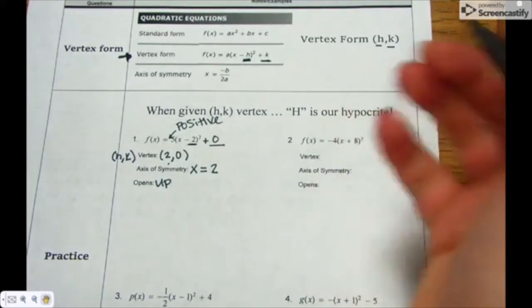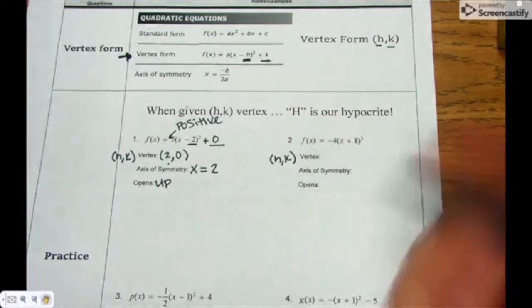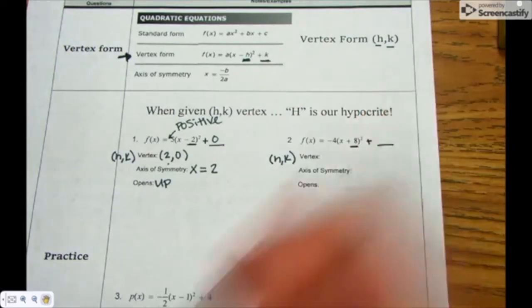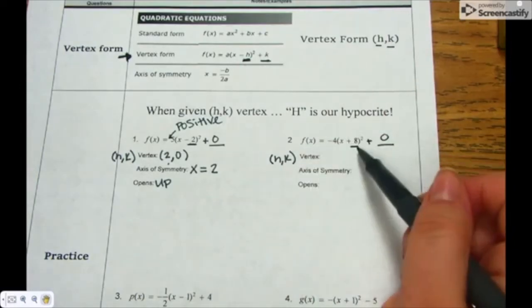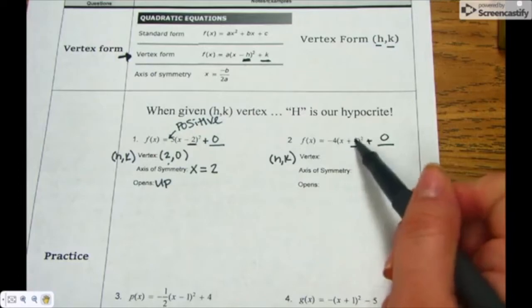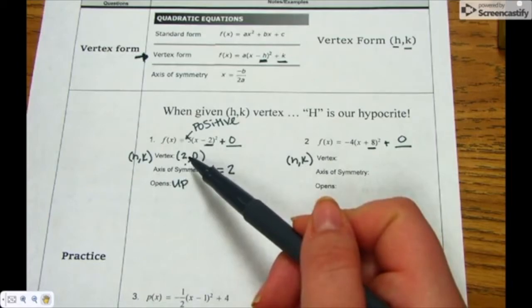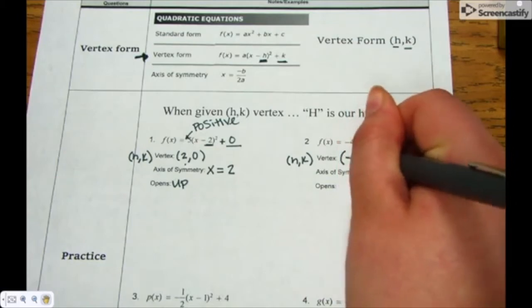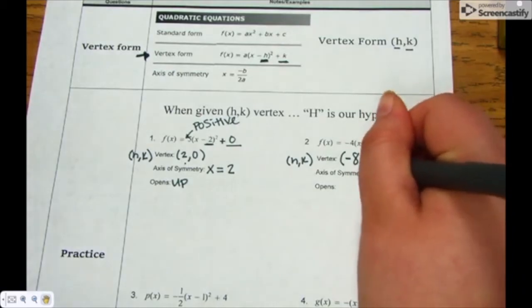So remember, my vertex is h comma k, and this 8 is in the h spot. I don't have anything out here in k, so I'm going to do just like what I did before. I know that k is going to be 0. H is our hypocrite, meaning it's going to do the opposite of what it looks like. Like over here, when I had a -2, my vertex was +2. So right here, my vertex is going to start with a -8, because h is a hypocrite. So I have -8, 0.